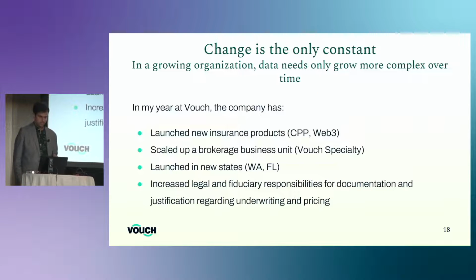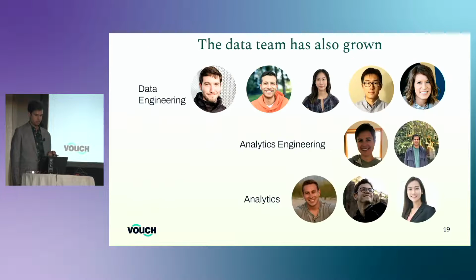And of course, change is the only constant. In a company that's growing like Vouch, the data needs only get more and more complex over time. There's been a bunch of new product launches, there's a new business unit, there's new states, and of course the compliance and legal and fiduciary responsibilities, so compliance risks as an insurance company, have just gone up because each product needs to be accounted for properly. So change has gone up.